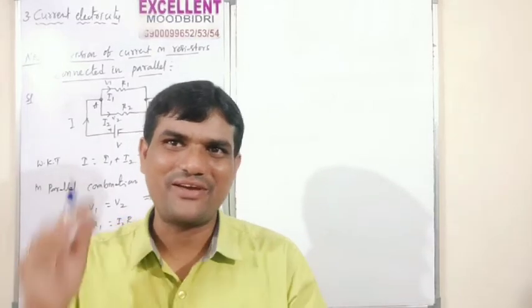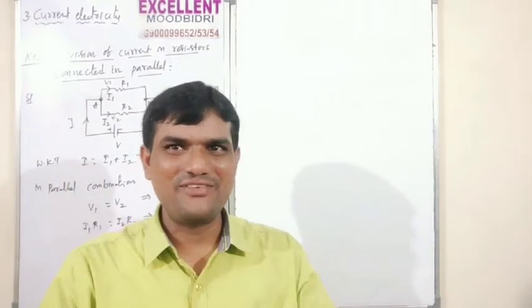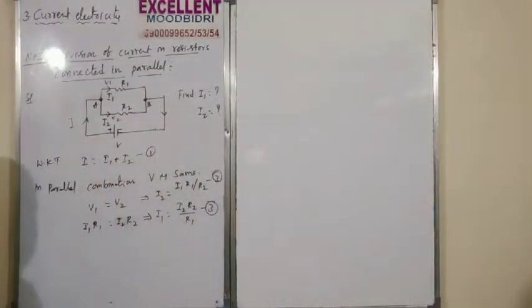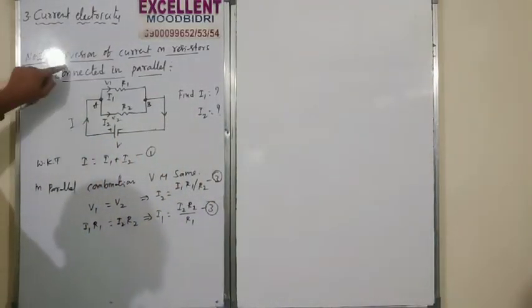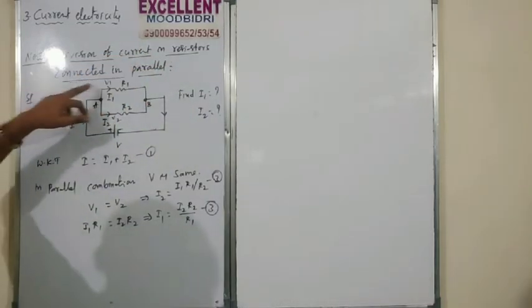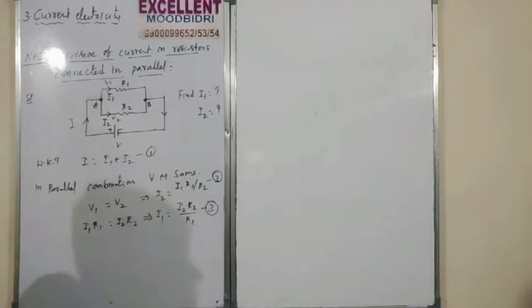So here we want to follow the current division rule. What is that? The current division rule. Right. So now you can observe there the division of current in resistors. Division of current in resistors connected in this parallel combination. This is current division only.